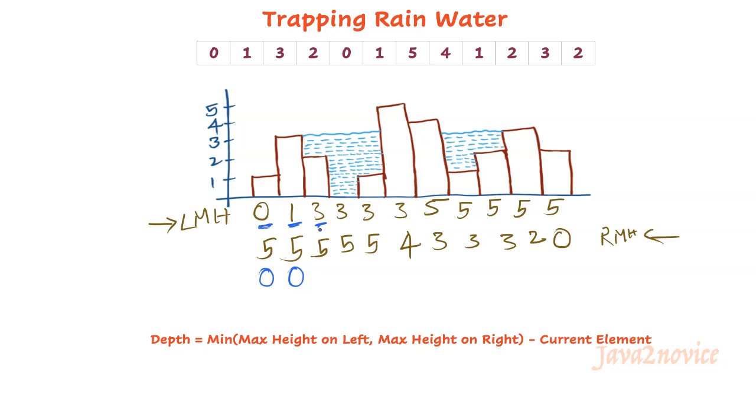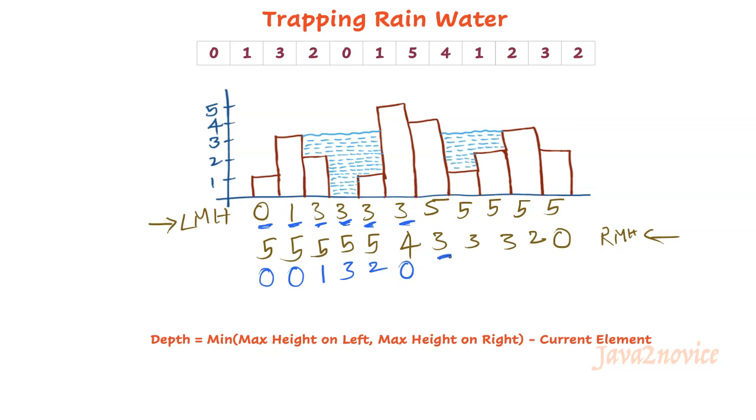Minimum of 3, 5, 3 is the smallest one. 3 minus 2, which is 1, 1 unit of water depth here. 3, 5, minimum is 3. 3 minus 0, 3 units of water depth here. 3, 5, 3 is minimum. 3 minus 1, which is 2 units of water depth. 3, 4, 3 is minimum. 3 minus 5, minus 2, negative numbers are ignored, 0 here.